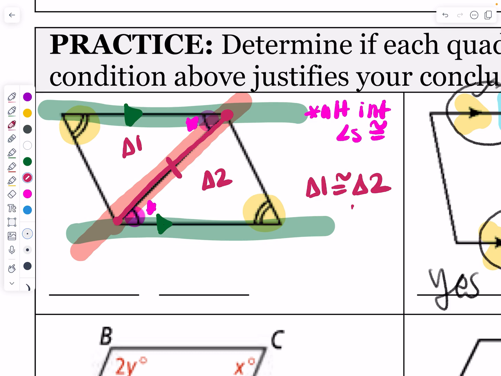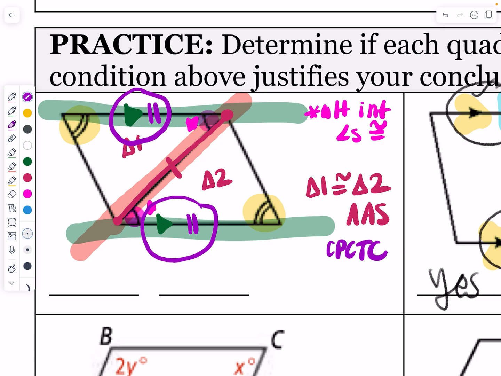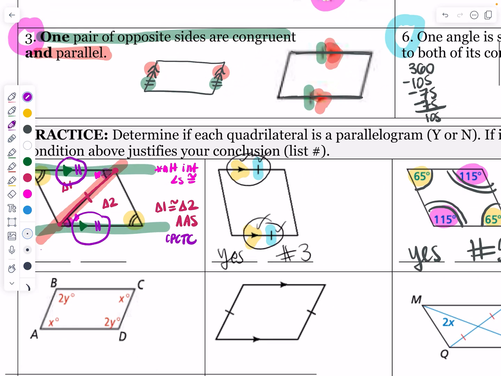How do we know that? By angle, angle, side. That's a throwback to last semester. By angle, angle, side, these triangles are congruent. And if those triangles are congruent to each other, then this side is congruent to this side by CPCTC, corresponding parts of congruent triangles are congruent. And now we have one pair of opposite sides that are both congruent and parallel. So this is a yes by number 3.